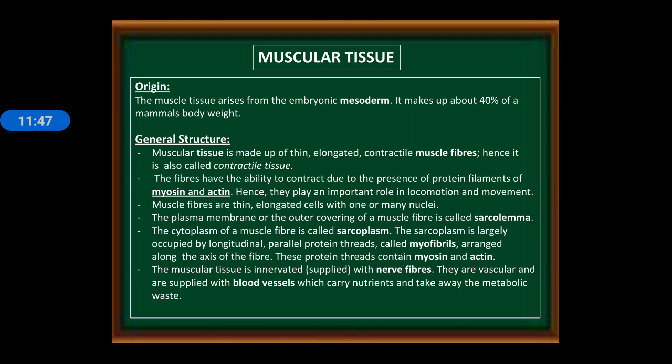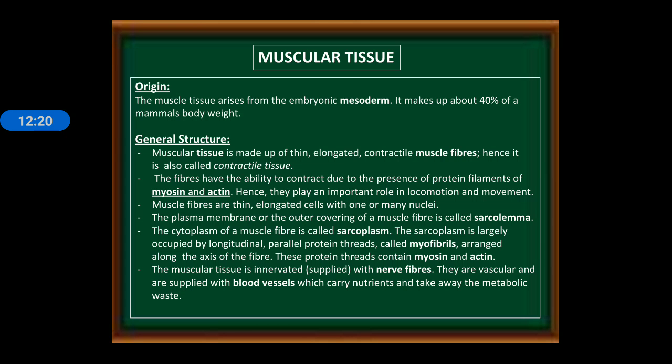Now muscular tissue. Muscular tissue originates from the mesodermal layer, and it makes up about 40% of mammalian body weight. Muscular tissue has a contractile function, meaning it has the contractile property, and it also has contractile proteins, that is actin and myosin. These actin and myosin proteins help in muscular contraction, and further help in locomotion and movement.